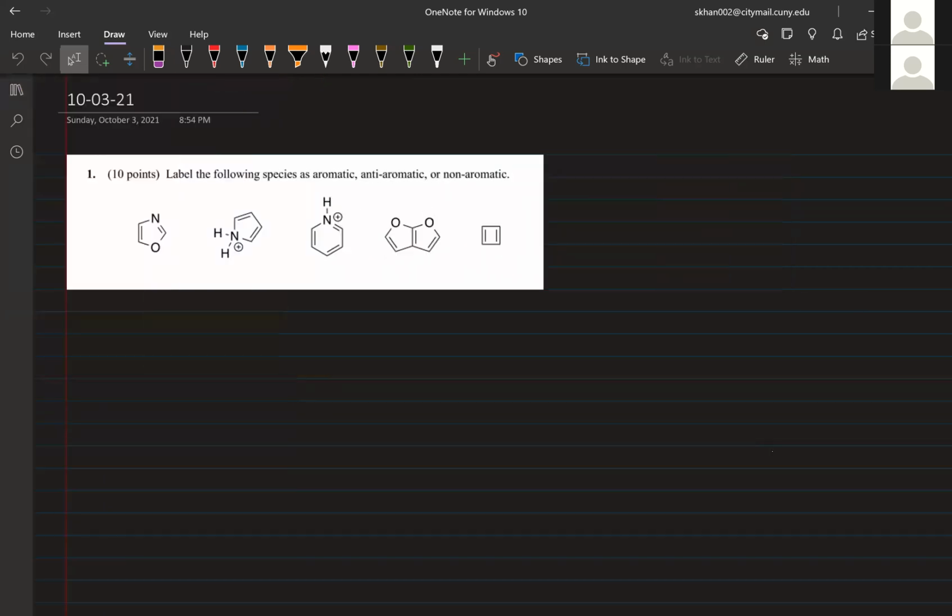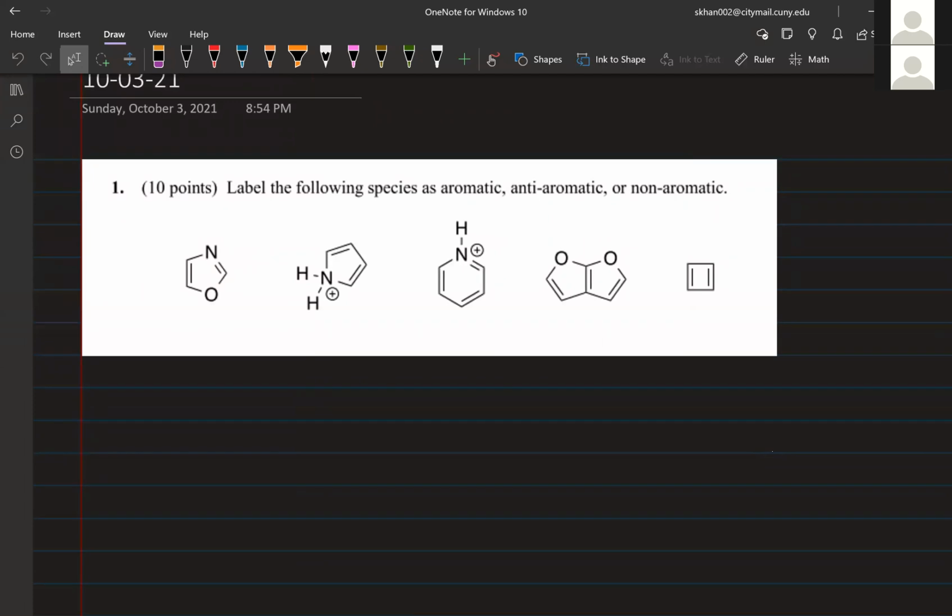Okay. So label the following species as aromatic, anti-aromatic, or non-aromatic, right? So this, we do the criteria, right? You gotta be careful about hybridization in lone pairs, right? Things will hybridize from anti to non if possible, right? That's the key. That's usually only if you have heteroatoms, right? So for the first one here, let's start with, I guess we'll call this A, right?